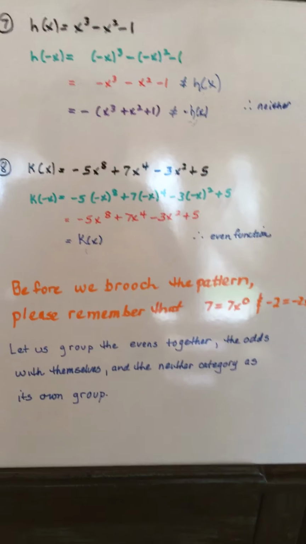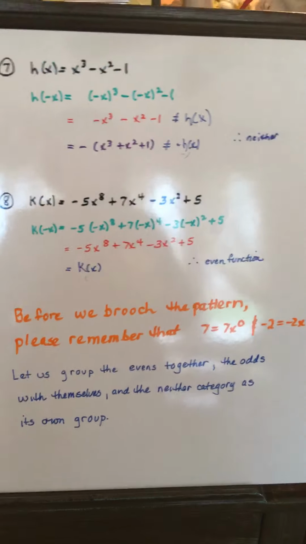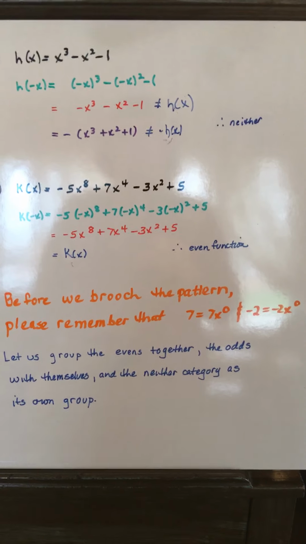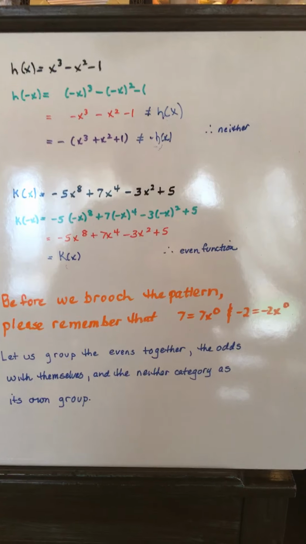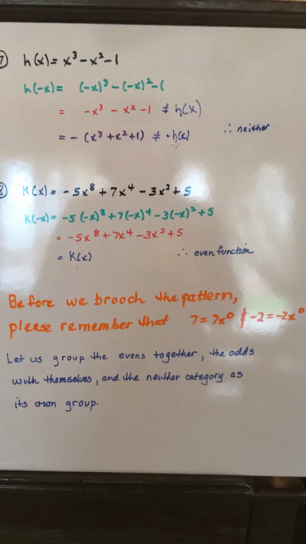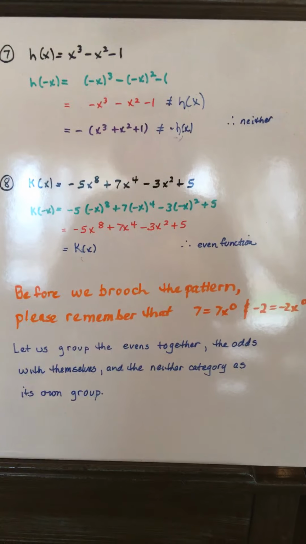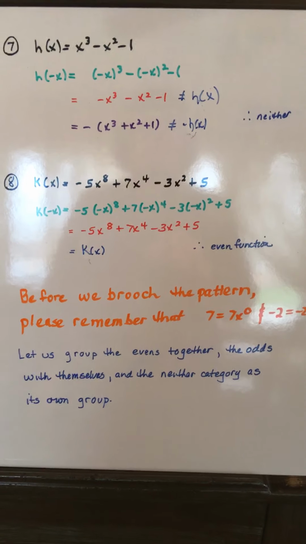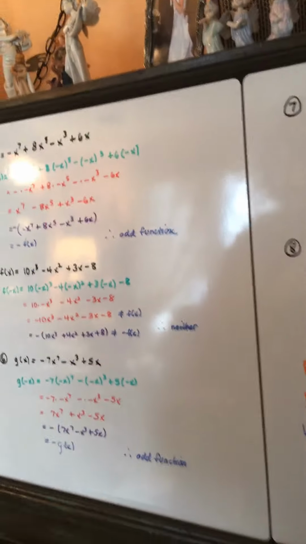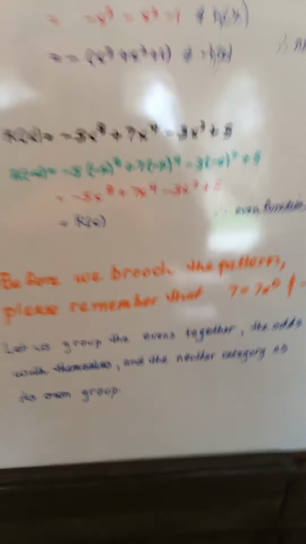Now, before we broach the pattern, I want you to remember that 7 is the same as 7x to the 0, and negative 2 is the same as negative 2 times x to the 0. Now we're going to group evens with evens, odds with odds, and neither as its own group, and we're going to draw some conclusions. But we're moving to the next room to do this. All right.